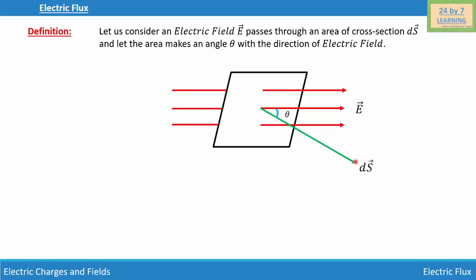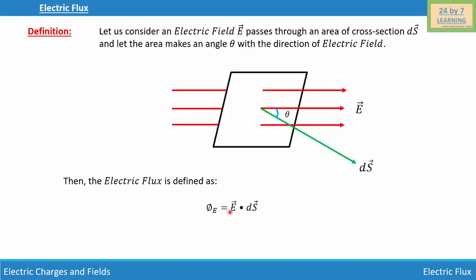So here is my figure where you can see that this is my area, and the direction of this area is ds. Let a uniform electric field pass through this area, with the direction of the electric field in this direction and the magnitude E. Let's consider that area vector ds is making an angle of theta degrees with the direction of the uniform electric field. Then the electric flux is defined as phi E is equal to vector E dot vector ds.